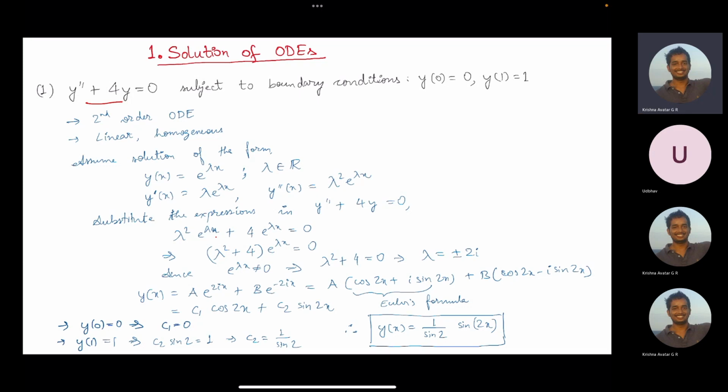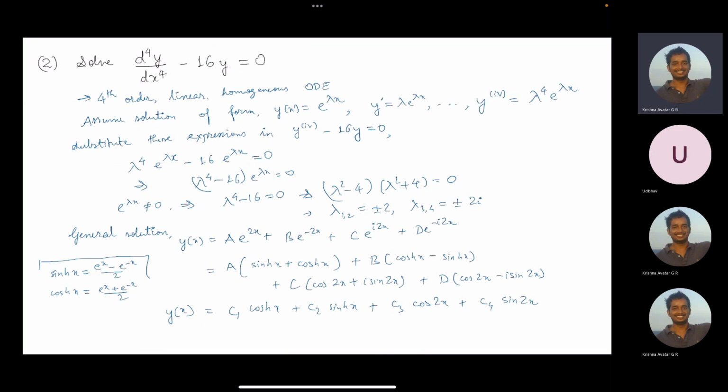Now let's put in the boundary conditions. We are given two boundary conditions. One is y(0) is equal to 0, and the second is y(1) is equal to 1. After putting the first boundary condition, this leaves us c1 is equal to 0. After putting the second boundary condition, this simply means that c2 sine 2 is equal to 1. This implies that c2 is equal to 1 by sine 2. After putting all the values of the constants, we have y(x) is equal to 1 by sine 2, times sine of 2x.